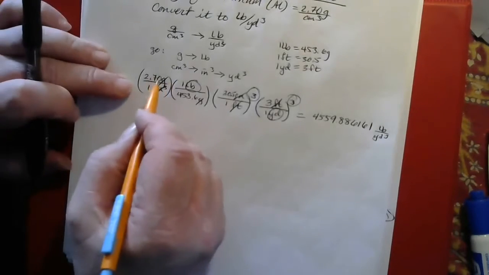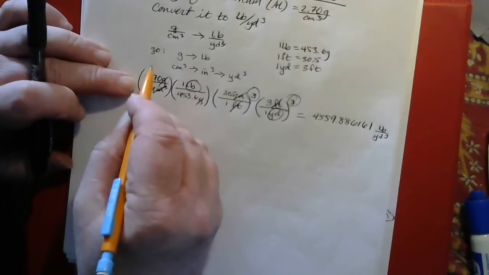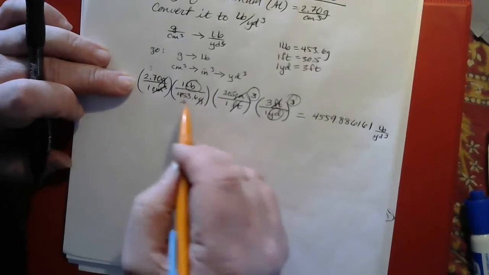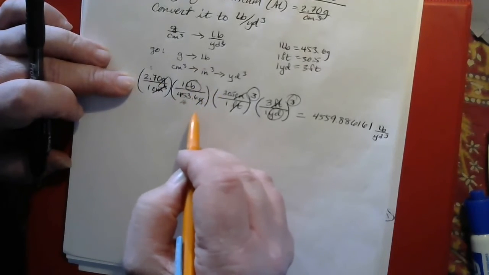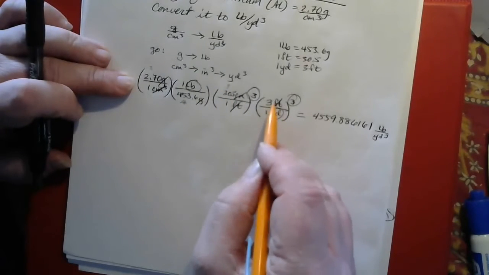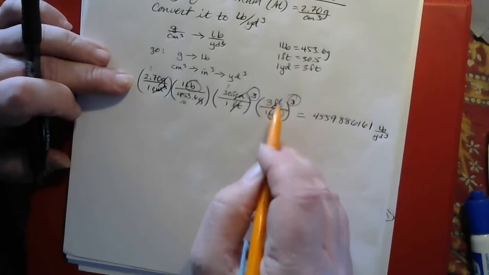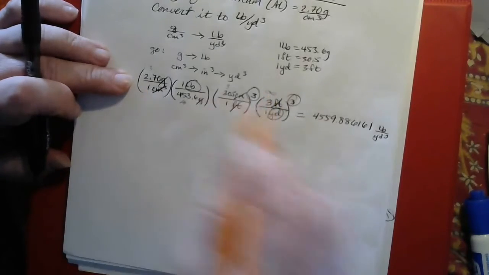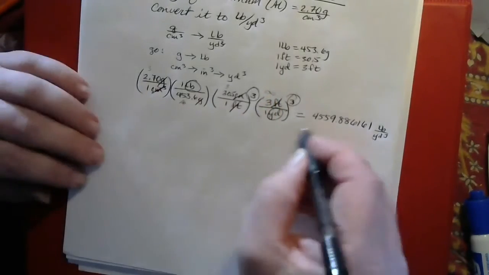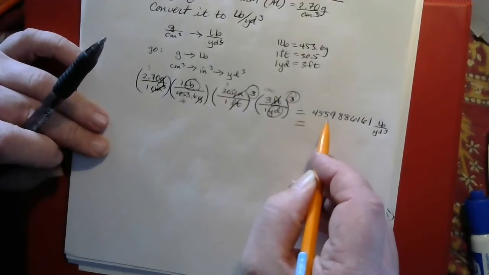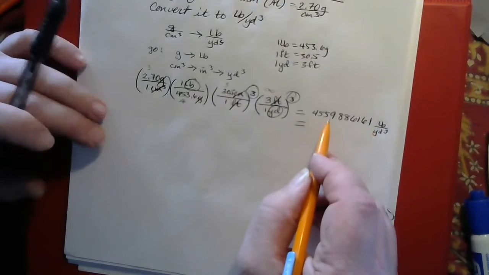Significant figures: 2.70 has 3. 1 pound for every 453.6 grams has 4. 30.5 is 3 again. And 3 feet over 1 yard, those are exact numbers because they're both within the English system, so that would be infinite. So 3 it is. And that means the 4 and the 5 can stay, but everything else has to go.